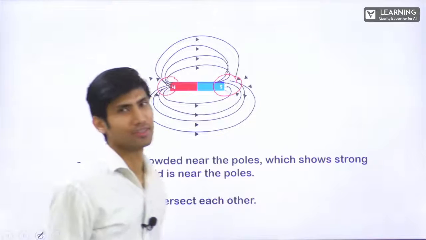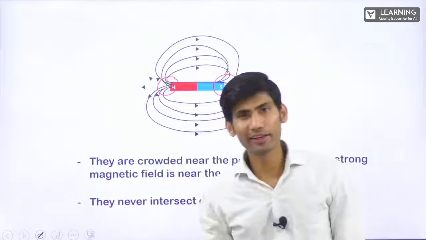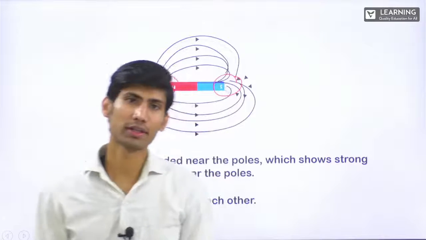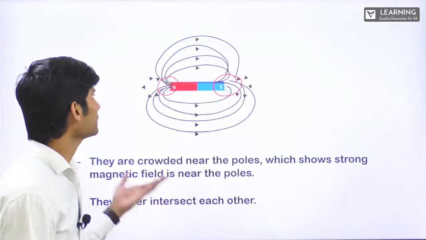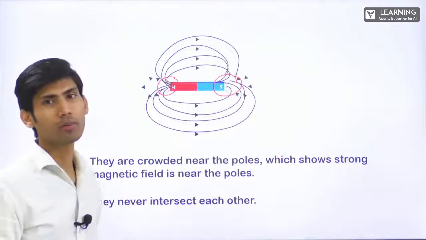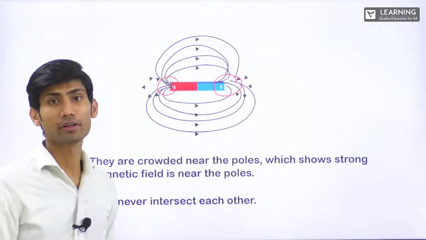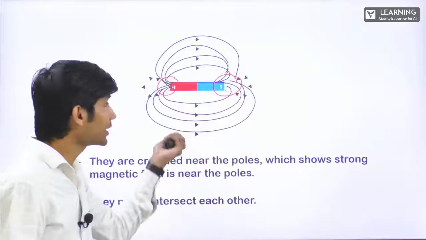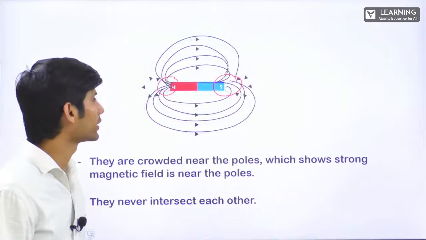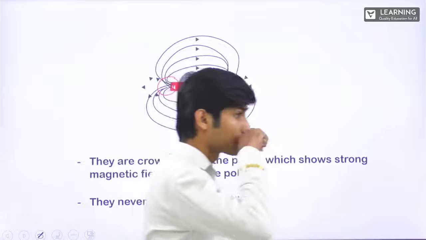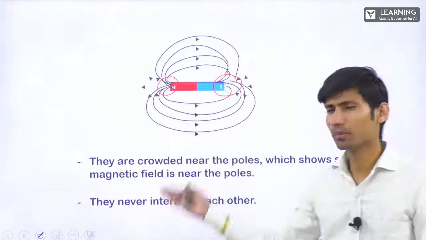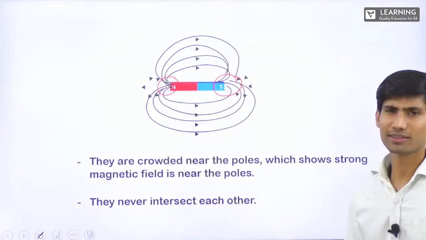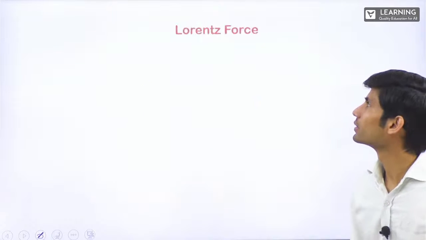They never intersect each other. One more thing. The way electric field lines never intersect each other, the same way magnetic field lines also never ever intersect each other. Okay? Because at a single point there cannot be two directions of magnetic field. The way it was in electric field, at a single point there cannot be two directions of electric field. The same way there cannot be two directions of magnetic field at a point. They never intersect each other. I hope you will remember all these things. You already know all these things since your 10th standard. It's just a revision. Next, Lorenz force.